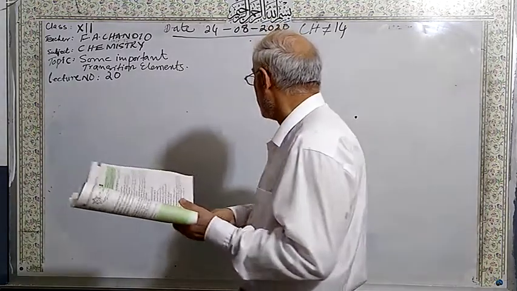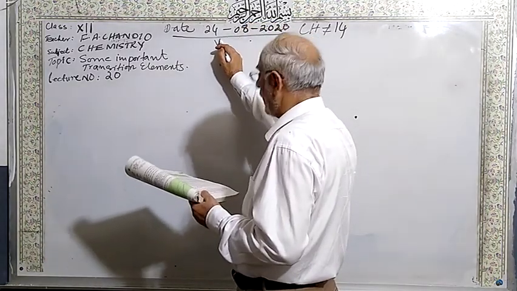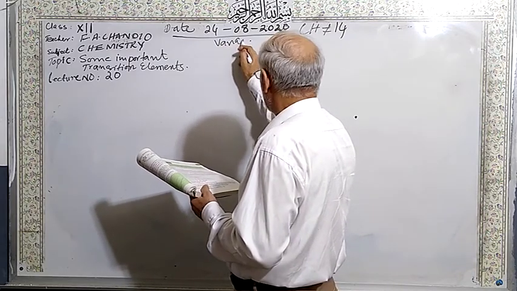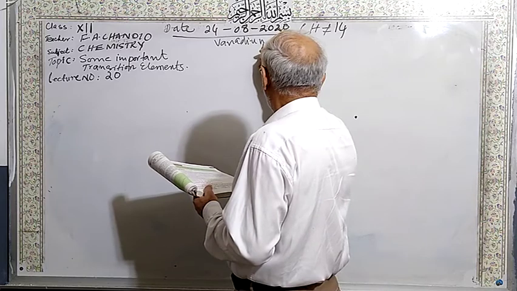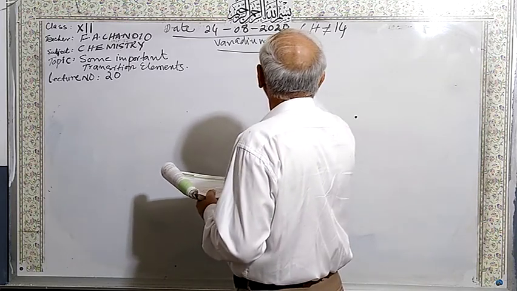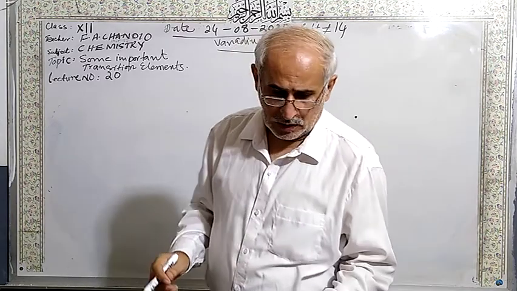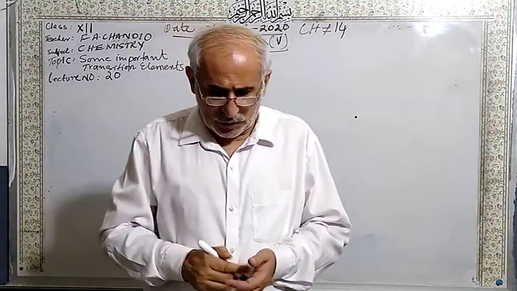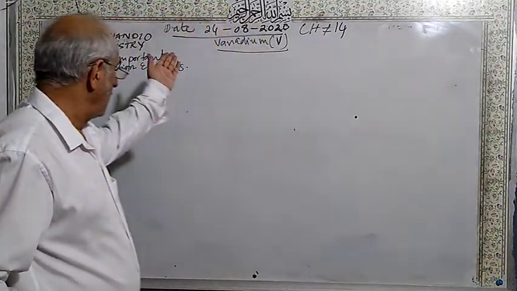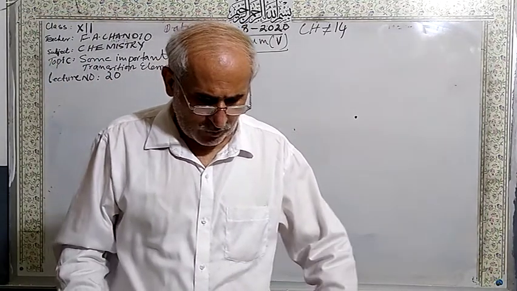So number one, we start with vanadium. Symbol is capital V. Chemistry of some important transition elements. Number one is vanadium. This is the topic we discussed.